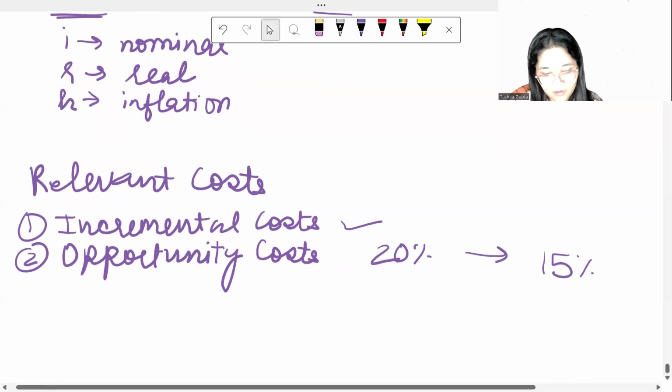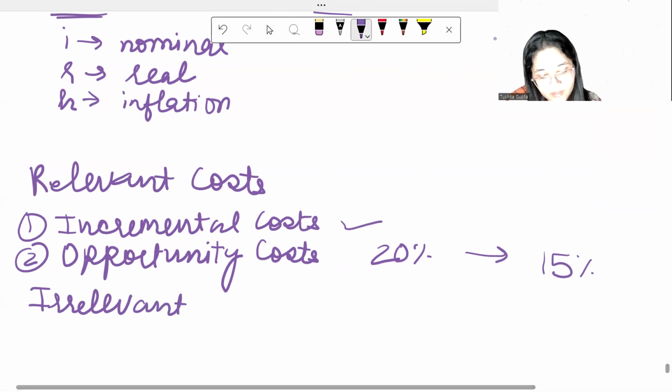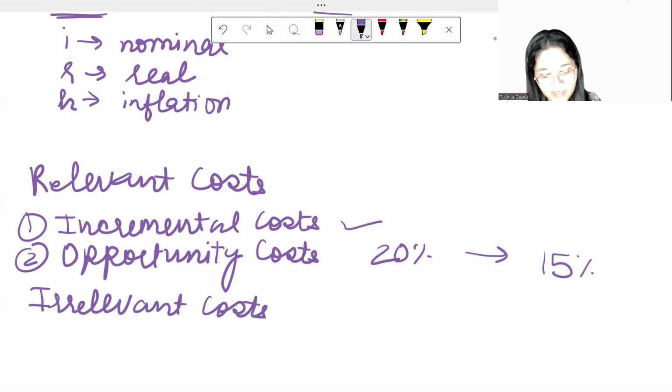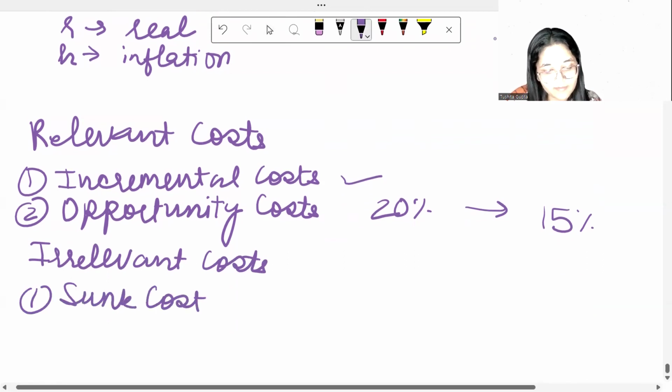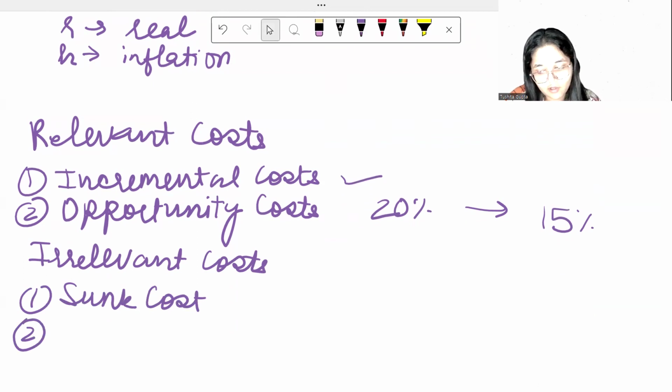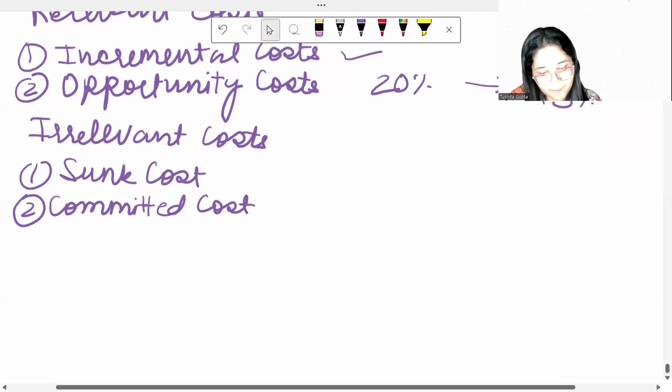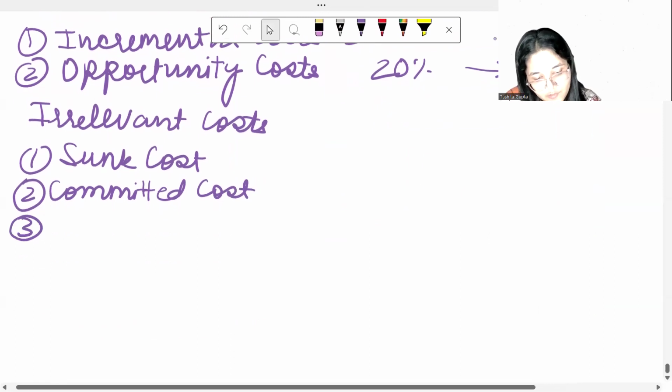Then let us talk about irrelevant costs. These are costs which are not relevant. You will not consider them. You will ignore them in your calculations. Number one cost over here is your sunk cost. I'm first writing all of them and then I'll explain them. Sunk cost, committed cost, and then the last one over here being non-cash flow cost.